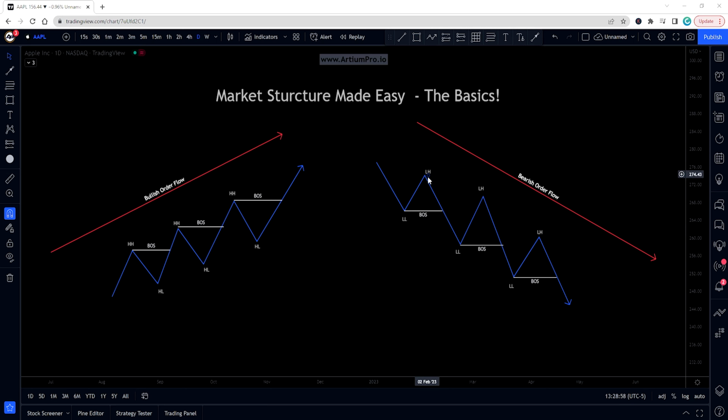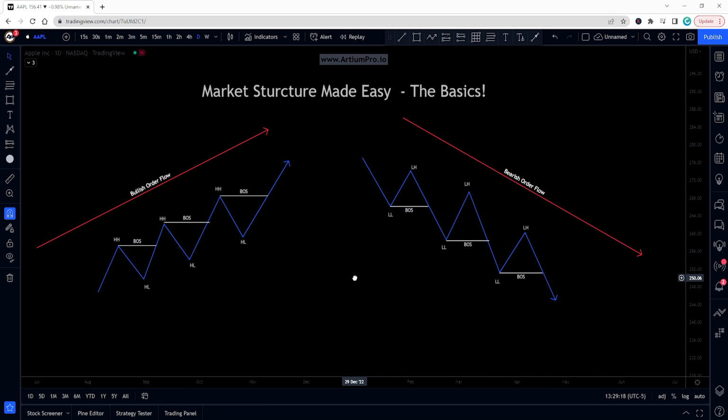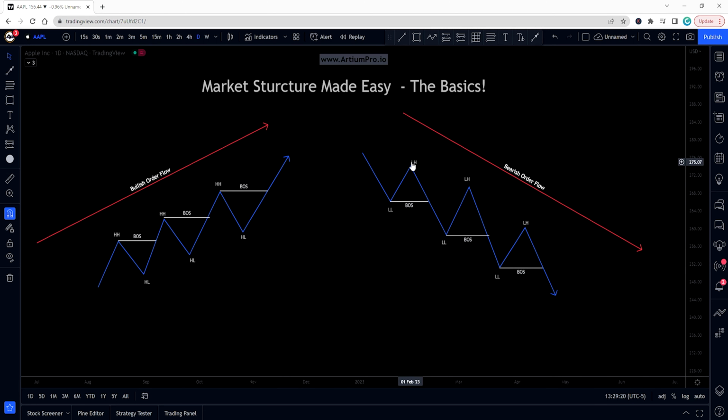And then we get a lower high down to a lower low, pulls back up to a lower high. It doesn't take out this high here, okay? And this is what's keeping it bearish. As long as these lower highs stay intact, okay, and we keep going down, we can keep getting break of structure after break of structure after break of structure. Okay, so what happens if one of these highs do get taken out?